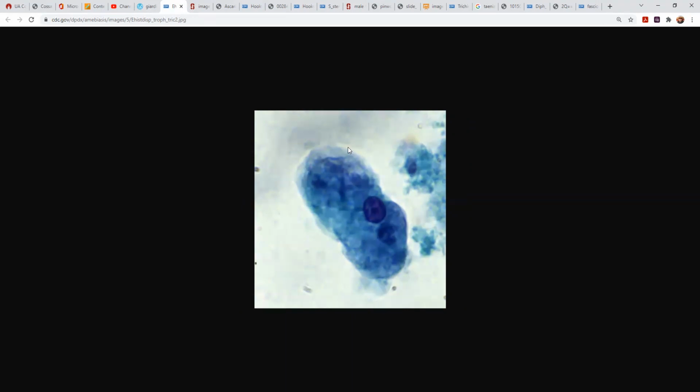They use that to move throughout their environment. Looking at this trophozoite, you'll notice this really dark staining structure here. That would be the nucleus, so you can take a really good look at it. You'll also notice some other circular structures within the trophozoite. These would be vacuoles that they use to hold various substances within the cell. So this is Entamoeba histolytica.